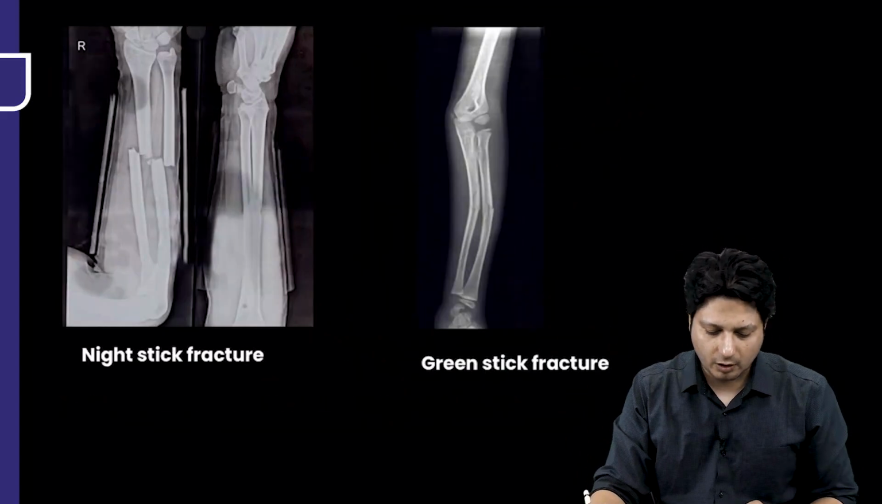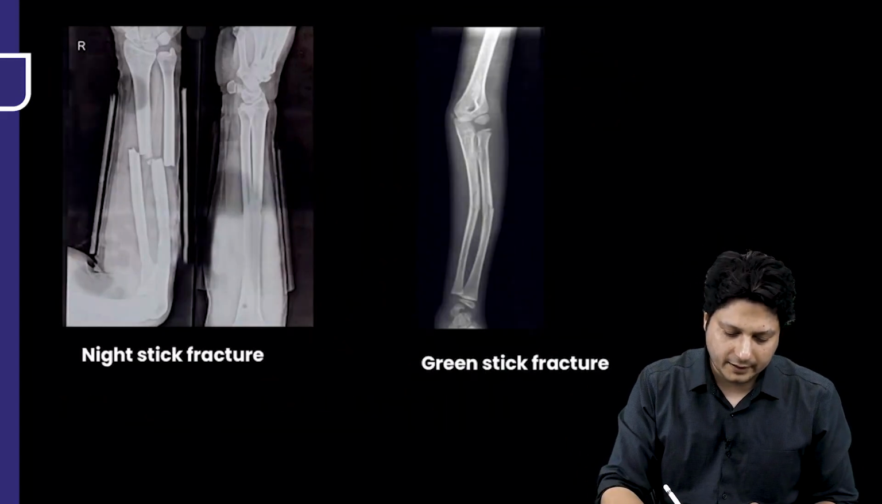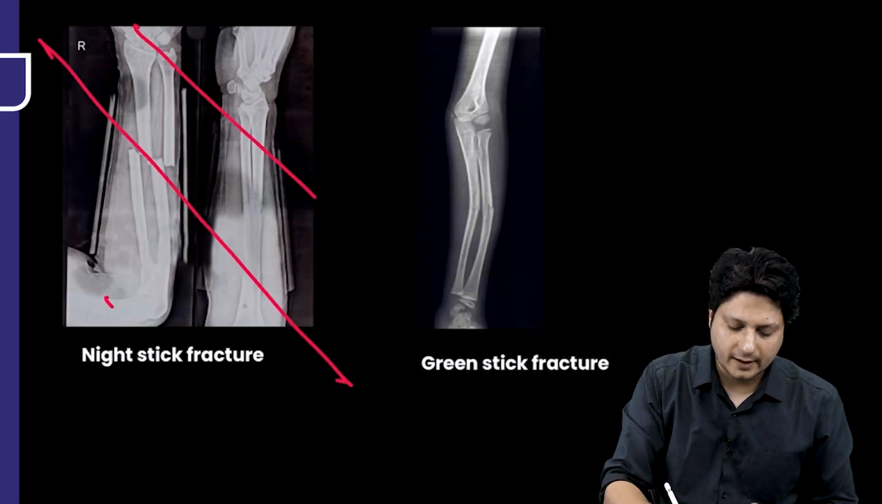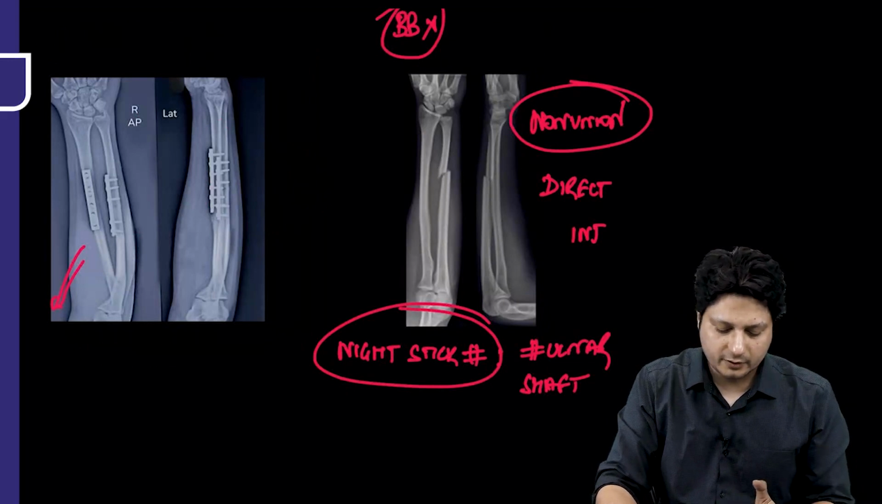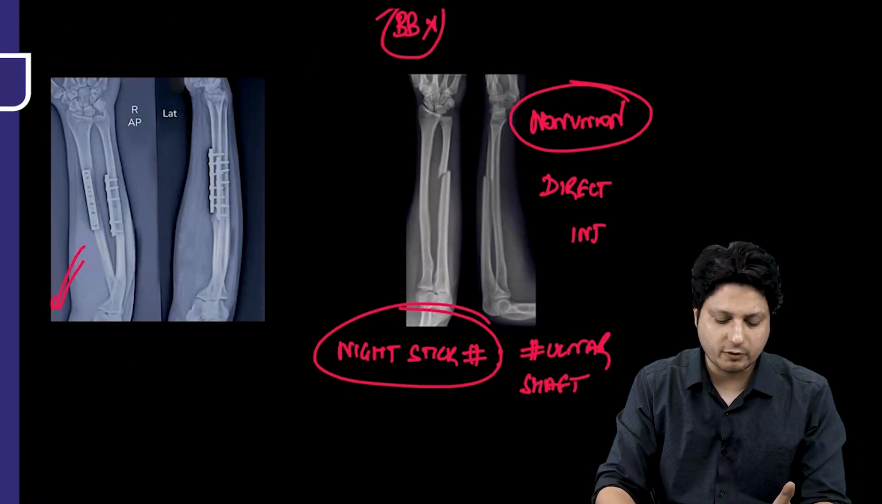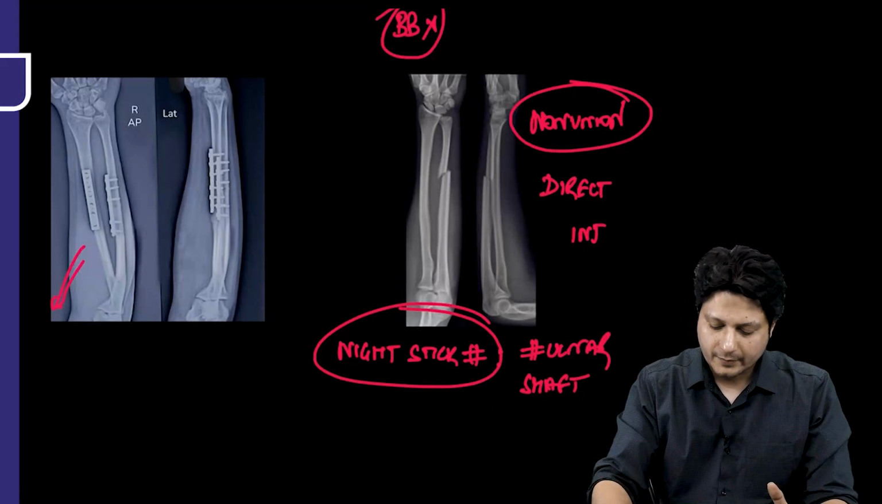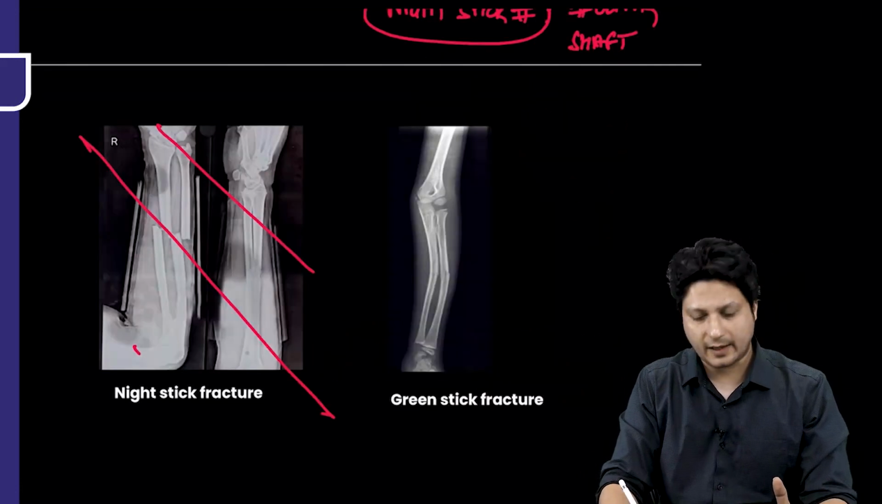Okay, now although it is written as nightstick fracture, it is actually not the nightstick fracture. This is not the nightstick fracture. This is the nightstick fracture that we have already talked about. It is the fracture of both bones of the forearm, which was managed by the placement of plates. Now, this is what the green stick fracture is.